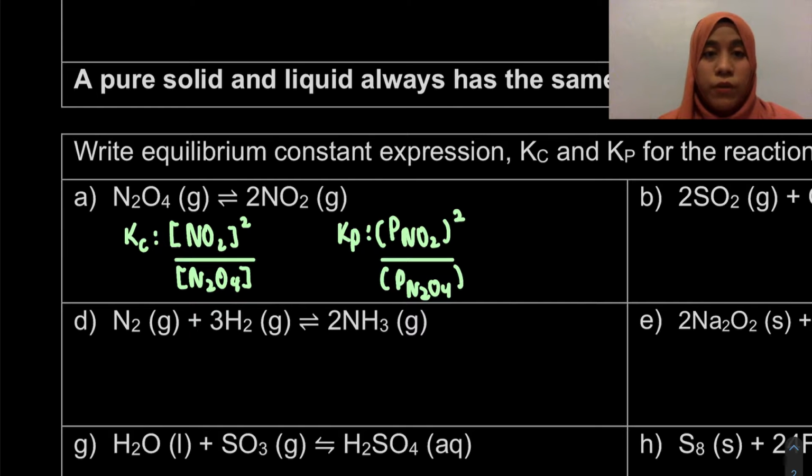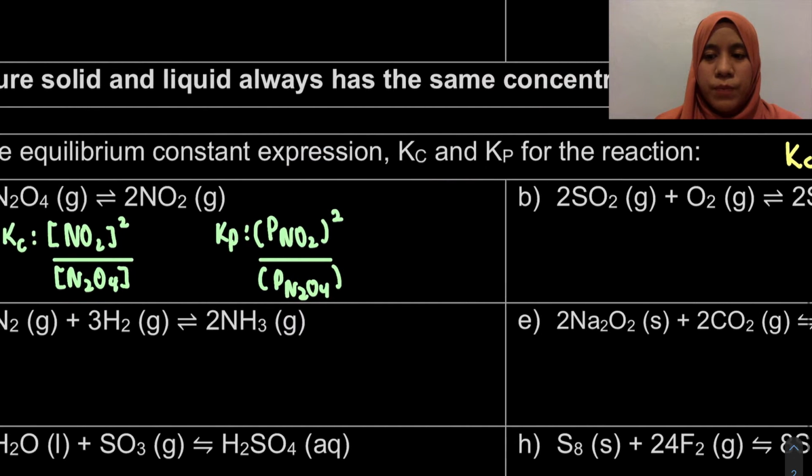No need for the "to the power of" notation. And for Kp, it's not a square bracket, it's just a normal bracket. So example A is an example of our homogeneous equilibria. So let's look at example B.